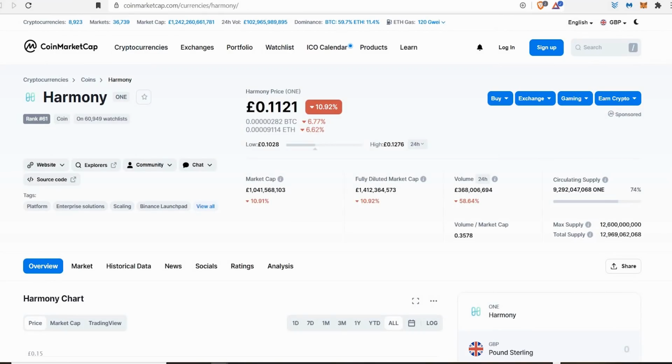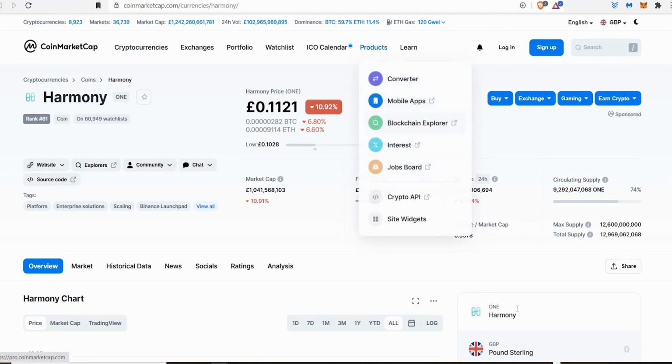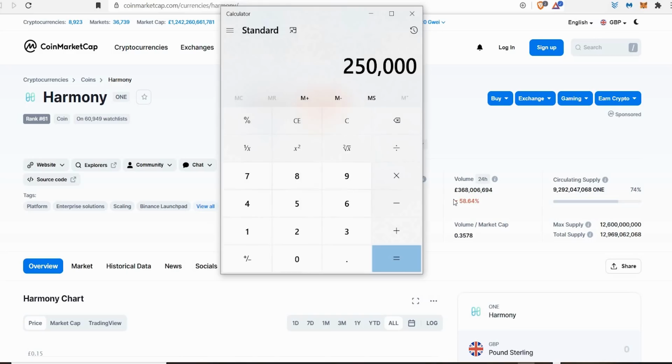Where have I gone? Let's go back to... I'm losing my mind now. Where are we? Here we go. Harmony. If you had a £250,000 goal, that is a really nice house, guys. You could get a nice house for that. You can even start a nice business on the side. Divide this by £10. This is for London, UK. You'd need 25,000 Harmony One coins.